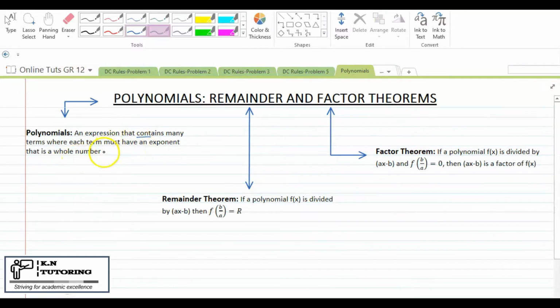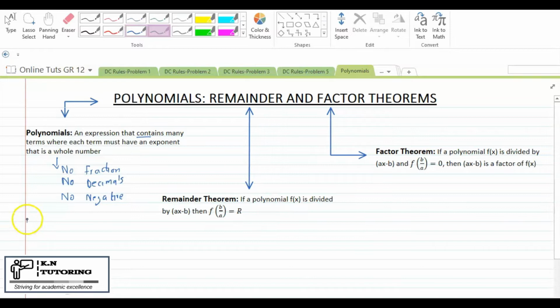I believe now you know what is a binomial, you know what is a trinomial, you know what is a monomial. But a polynomial is just any expression. It can be an expression, it can be an equation, as long as it has an exponent that is a whole number. So it leads us back to no fractions, no negatives, no decimals.